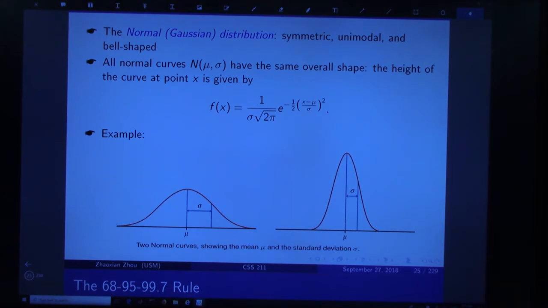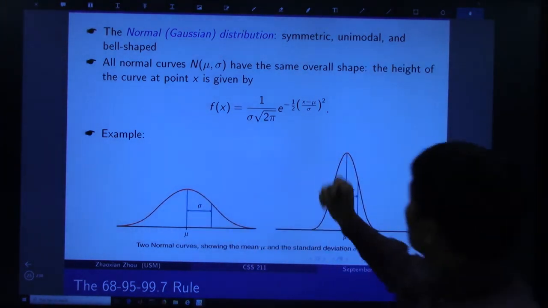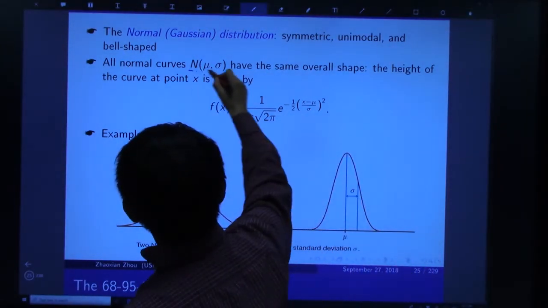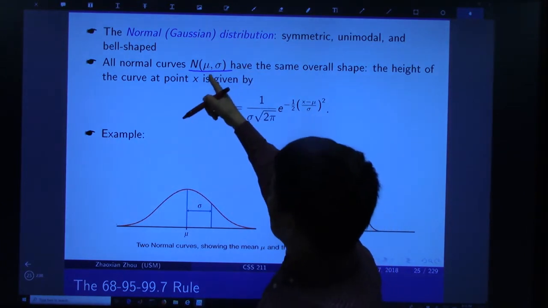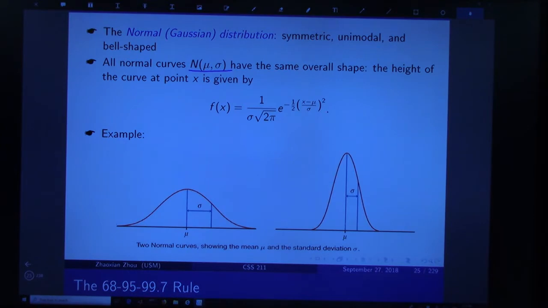It must be symmetric, must be unimodal, we have only one maximum, and must be bell-shaped like this. A normal curve is represented by N followed by parentheses, and inside which there are two numbers. The first one is mu, which is the mean. The second one is sigma, the standard deviation. The standard deviation is represented by S.